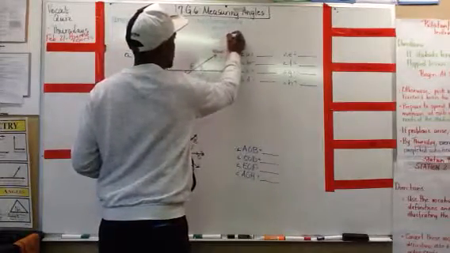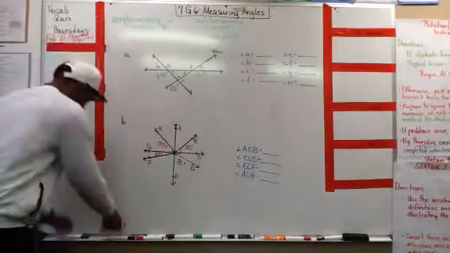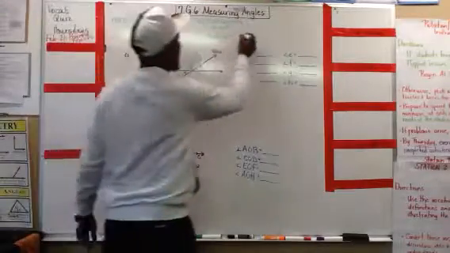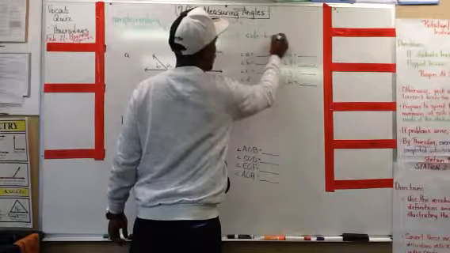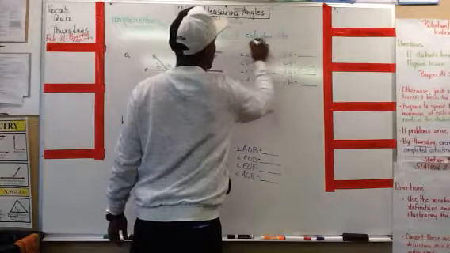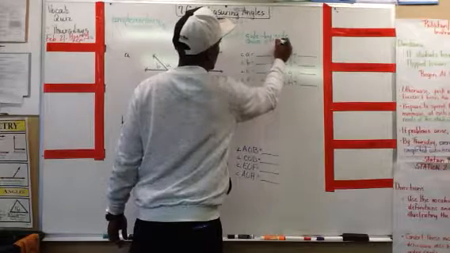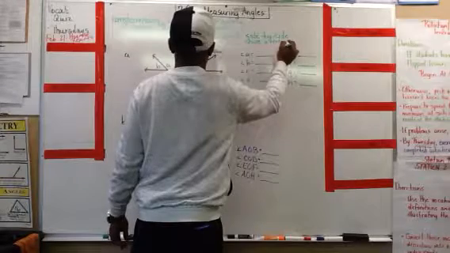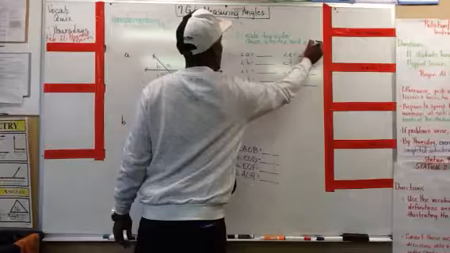Now, in your last video, I gave you a definition of what an adjacent angle is. Anybody remember? They're side by side. They are side by side. They share a vertex and a ray. Okay?